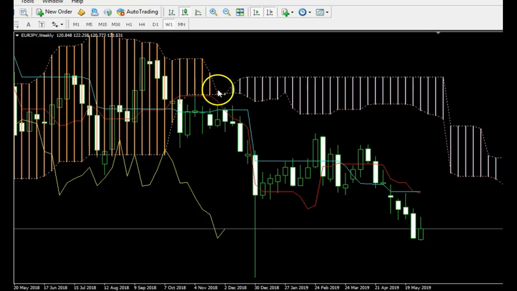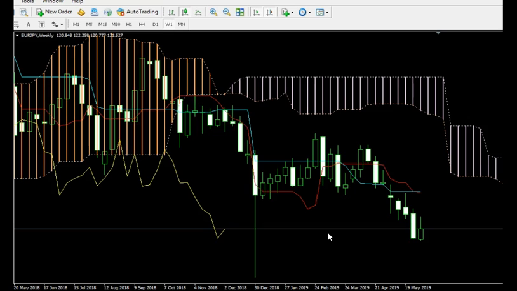It's right here. The cloud is way up there. It's well below the cloud. We're going to wait for this candle to close at the end of the week, and when it does, if all things remain where they are right now, we officially have a short trade on the Euro-Yen weekly chart, and we are allowed to enter it.